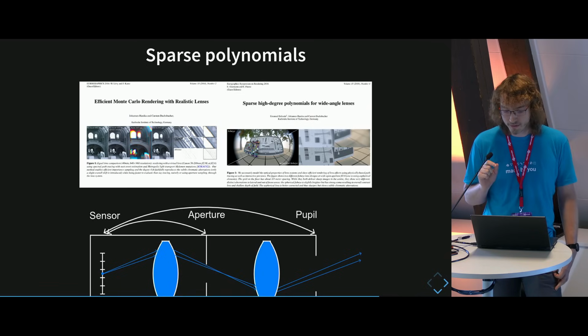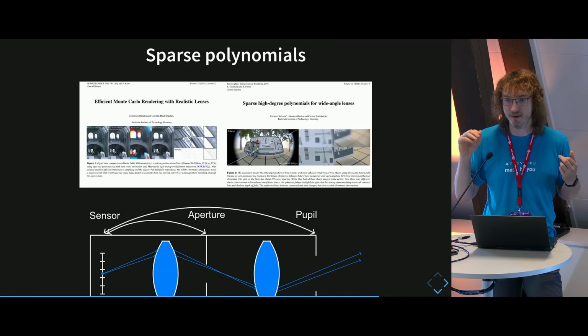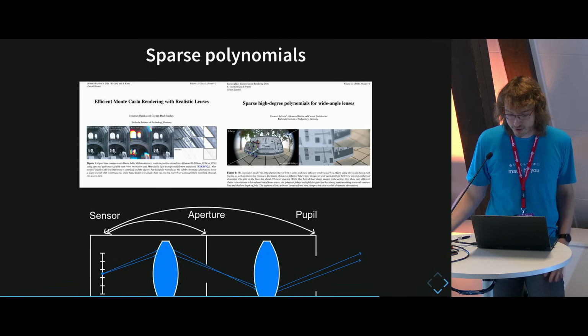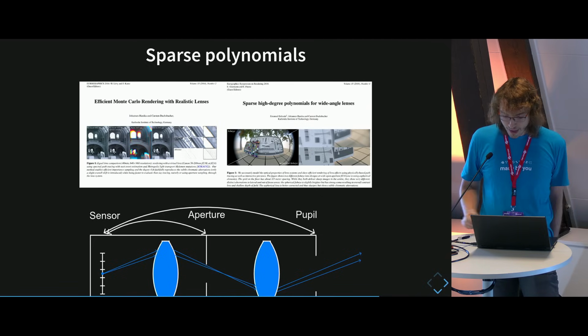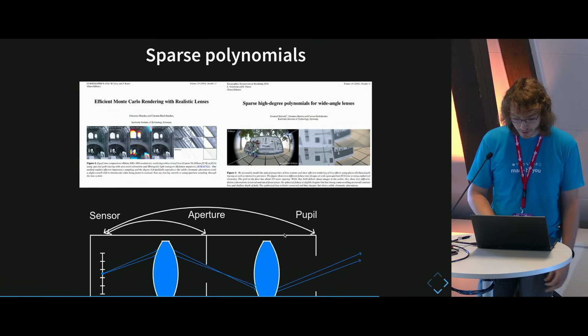So the idea is you have 5 input values, which is direction in 2D, position in 2D, and wavelength. And you have 5 output values, which again are position and direction of the outgoing ray, and throughput to represent light being lost through reflections or whatever internally. And then the idea is that you can just use this in your renderer.